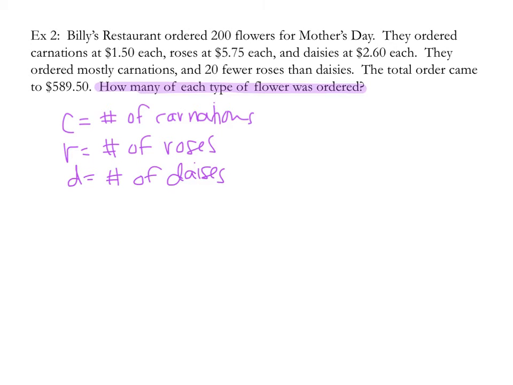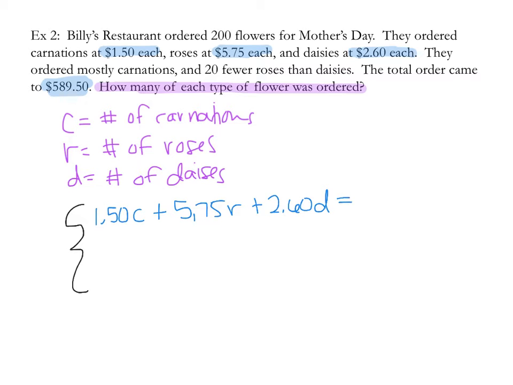And we're going to start to pick apart the information we can group together. Again, the first thing that pops out to me is all of these money numbers. Those are all going to appear in one of our equations. Notice this time we have 3 variables, so we have to make 3 equations. So the first equation is 1.50C, $1.50 for carnations, and then 5.75R for roses, and 2.60D for daisies. That has to equal 589.50. If you want to drop the zeros off, you can.